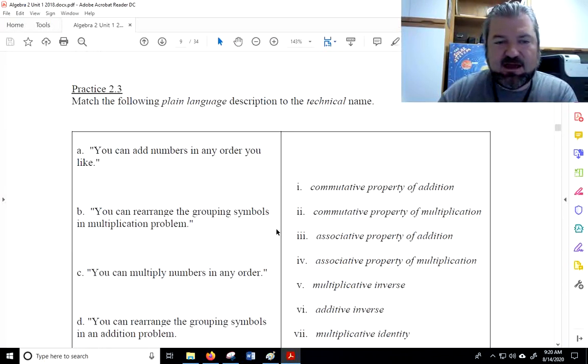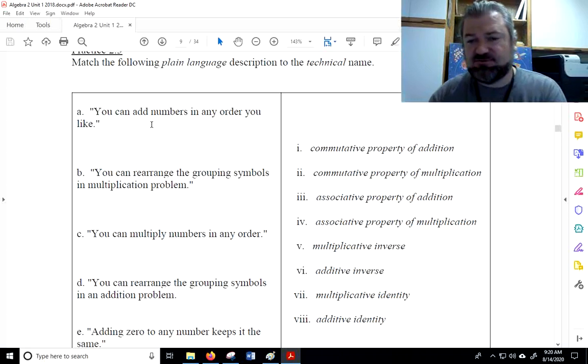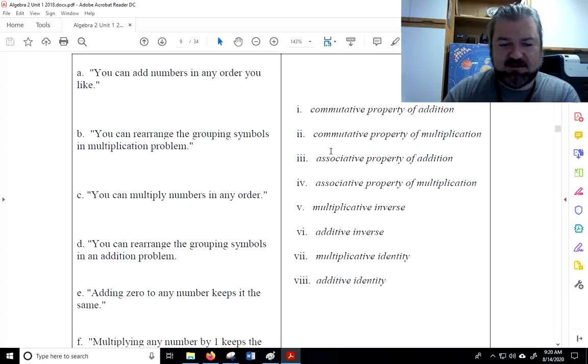All right, so I have some kind of plain language stuff. I'd like you to match the following plain language description to the technical name. So I'm kind of mixing the way you might think about it in your head, or maybe the way I would describe it to try and keep something simple. See if you can match it to the formal mathematics name. Pause the video, and then we will check our work together.